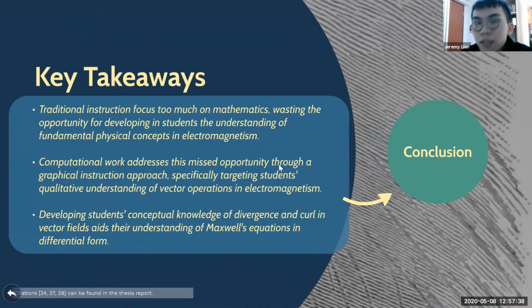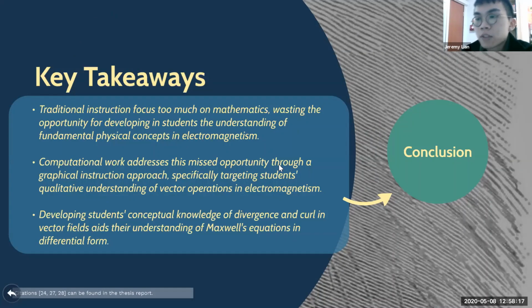Before we conclude, some key takeaways we can draw from our result analysis are, firstly, that traditional instruction focused too much on mathematics, wasting the opportunity for developing in students the understanding of fundamental physical concepts in electromagnetism. Students are thus fairly proficient with the required mathematical techniques, but struggled when they needed to make sense of the context of their calculations. Computational work can address this missed opportunity through a graphical instruction approach, specifically targeting students' qualitative understanding of vector operations in electromagnetism.